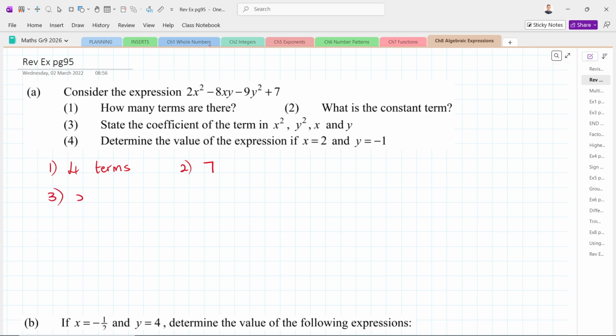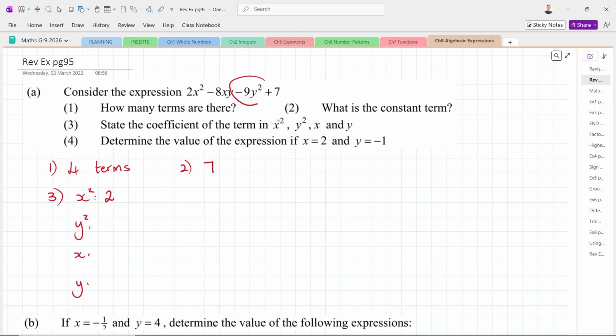Okay, state the coefficients of the x squared term, the y squared term, the x term, and the y term. Right, let's list them out. We need to state their coefficients. Now, the easiest way I can explain to you how to find your coefficients is just scratch out the part that they are asking. So, here is my term that has an x squared in. I'm going to scratch out my x squared, and that is my coefficient. It's going to be 2.